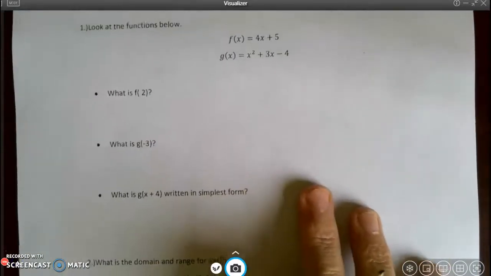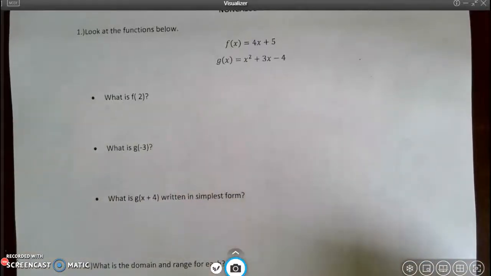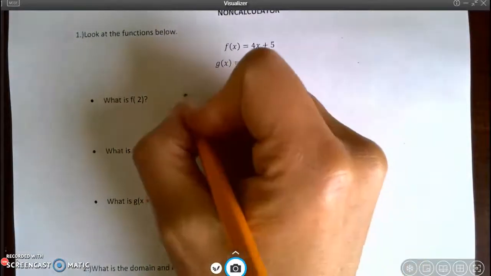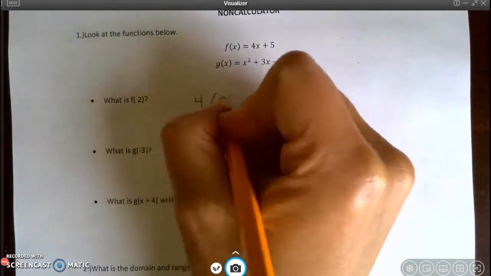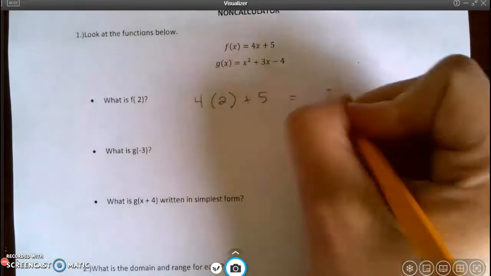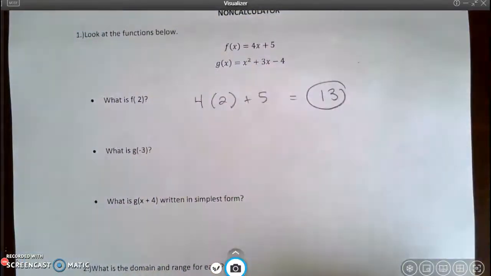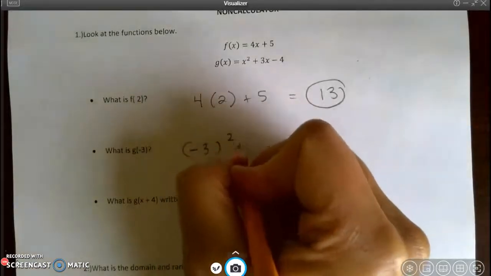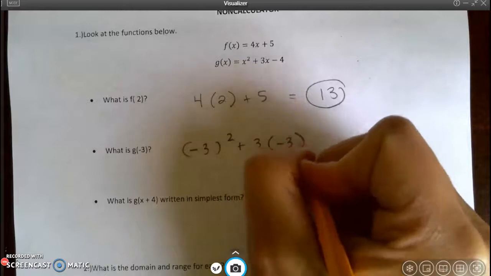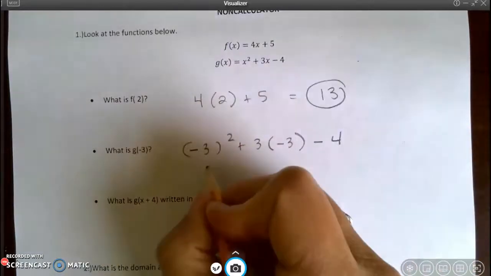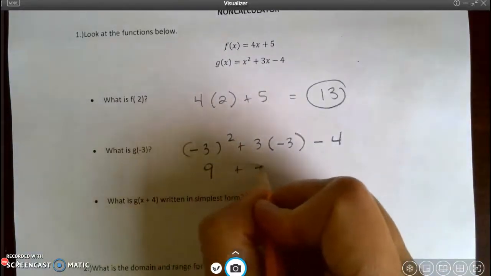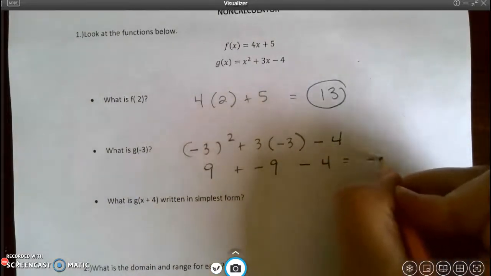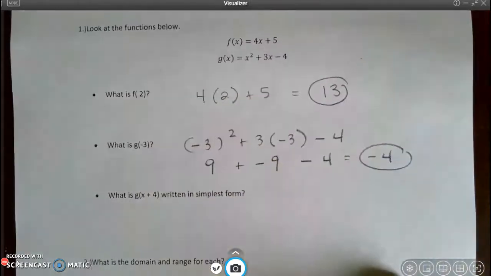I realize this says non-calculator, but you're going to be allowed to use a calculator for the whole test. f at 2, I'm just simply going to put a 2 into the f function, and I get 13. Put negative 3 into the g function: negative 3 squared, plus 3 times negative 3, minus 4. This is 9, plus negative 9, which just cancels out, minus 4, is simply negative 4.